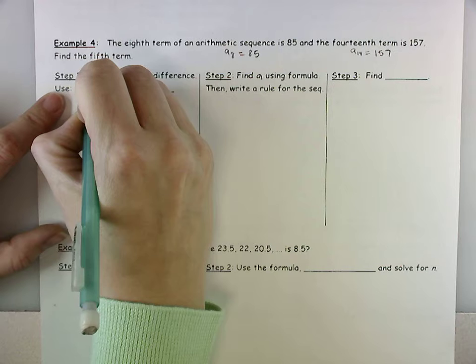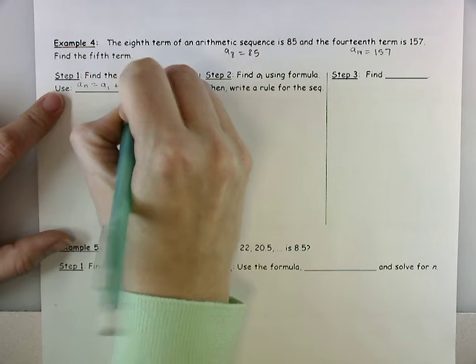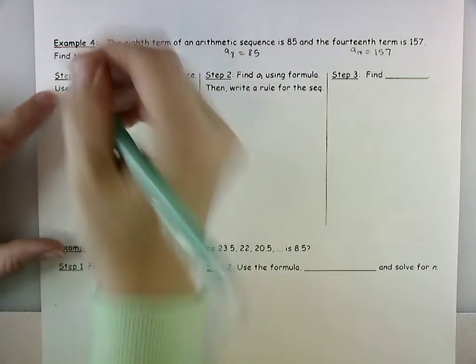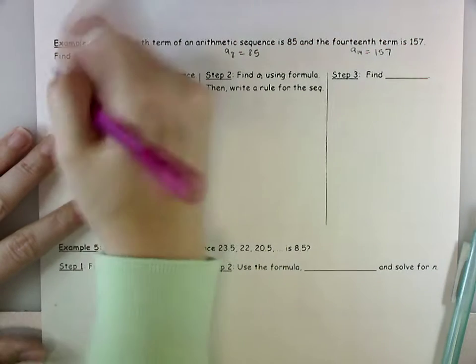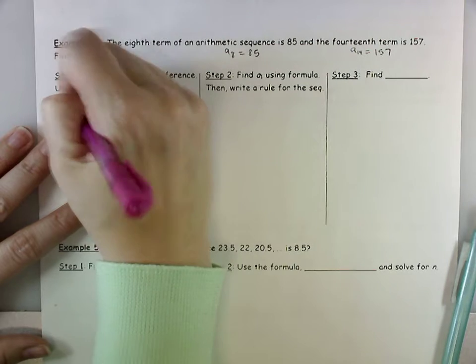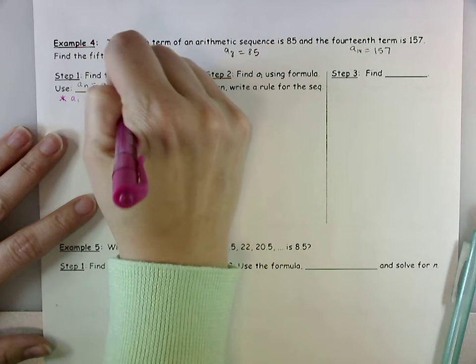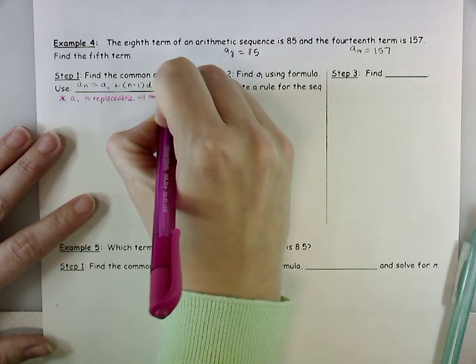To do that, you can use your equation, a sub n equals a sub 1 plus n minus 1 times the common difference d. And then I just want you to make a little note because your a sub 1 is going to be replaceable. You actually don't even have to use a sub 1. You can use the term of your choice. So a sub 1 is replaceable with any a sub n term.